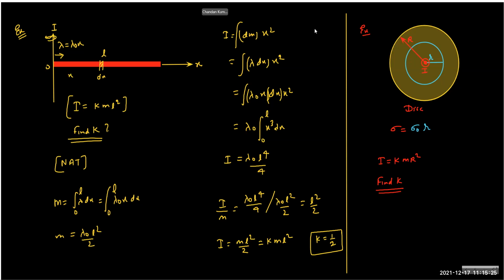So we look at the solution now. We'll do the same thing. We'll go to r and cut dr as an elementary thickness further.